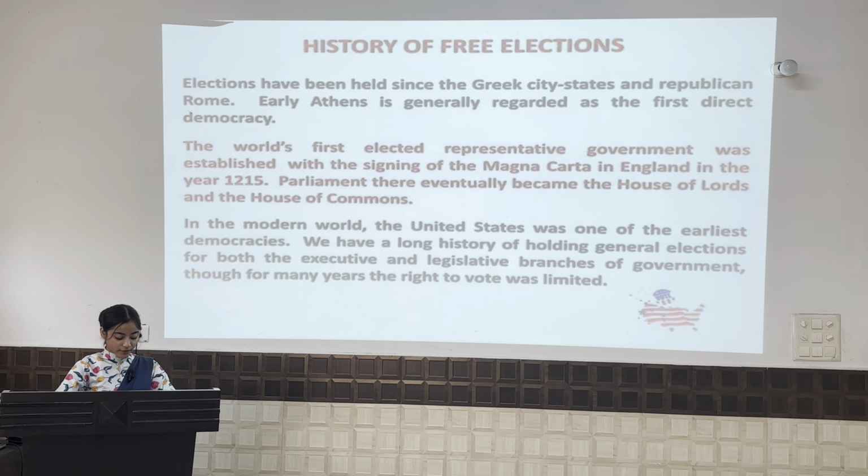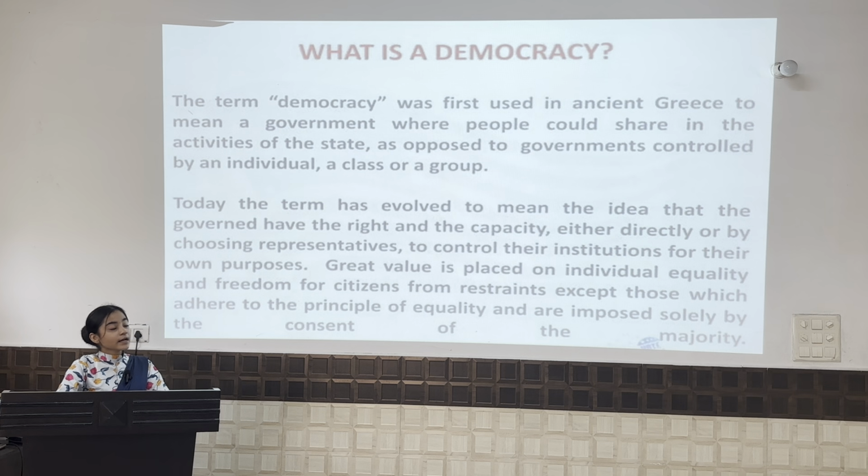So here is the history of elections. Election is a mechanism in which people can choose the representative of their own choice in a democracy. The concept of a free and fair election is that no one is in bondage to another. Everyone is free of any pressure. The Election Commission of India is a body established by the Constitution of India to conduct free and fair elections.